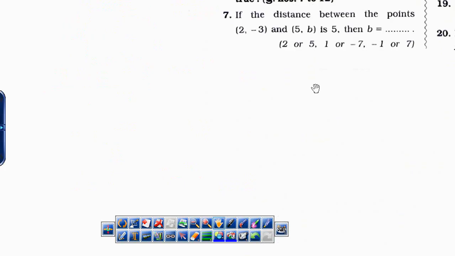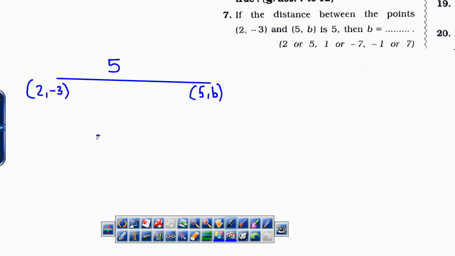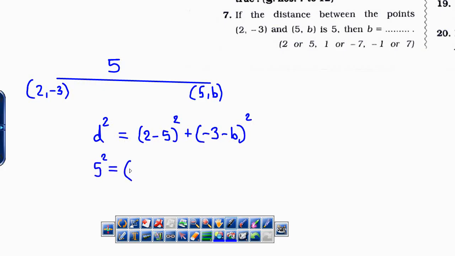The distance between the points 2, minus 3 and 5, b is 5, then b is what? Simple case of distance formula. So distance square is 2 minus 5 whole square plus minus 3 minus b whole square. Distance is 5, so 5 square. 2 minus 5 is minus 3. If both the terms are negative, it becomes positive.